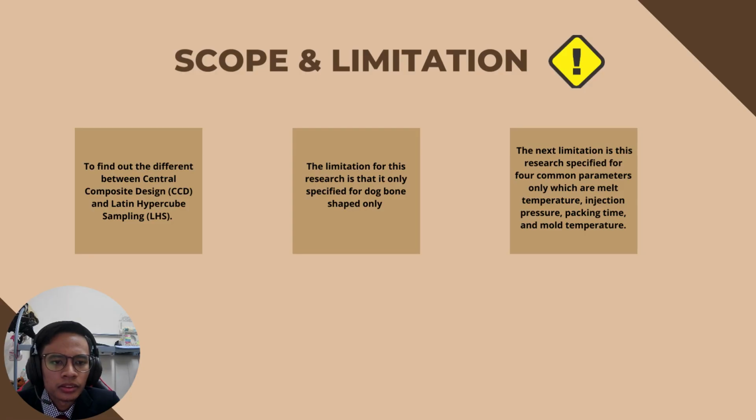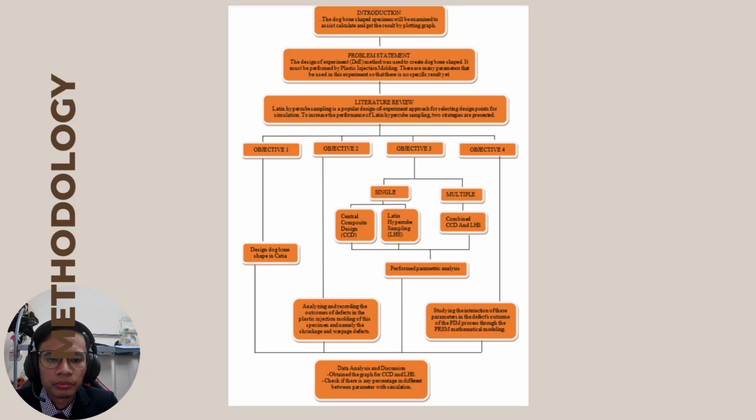Next is scope and limitation. So the scope of my study is to find out the difference between central composite design and Latin hypercube sampling. For the limitation, the research is specified for dog bone shape only. Next, this research is specified for four common parameters only, which are melting temperature, injection pressure, packing time, and mold temperature. So next part is methodology.